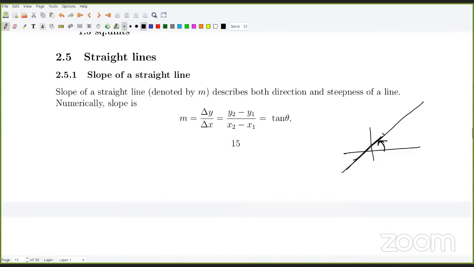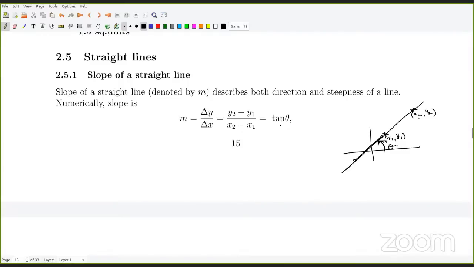In order to find the slope, you need to have 2 points. When my x coordinate is moving from x1 to x2, how much change is happening with respect to the y coordinate is what slope is. So y2 minus y1 divided by x2 minus x1. That is the slope, and it is also equal to tan theta, if we are given the inclination.